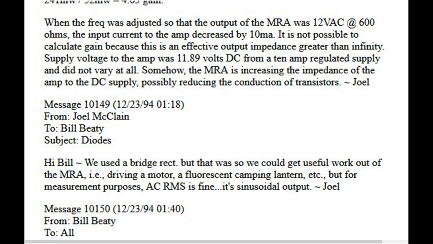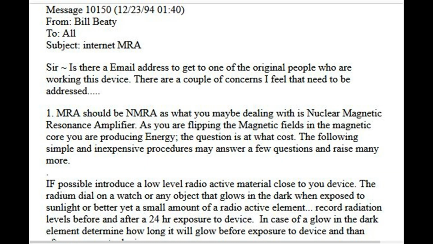Message 10150, December 23, 94, 140. From Bill Beatty to all. Subject: Internet MRA. Sir, is there an email address to get to one of the original people who are working this device? There are a couple of concerns I feel need to be addressed. 1. MRA should be NMRA, as what you may be dealing with is a nuclear magnetic resonance amplifier. As you are flipping the magnetic fields in the magnetic core you are producing energy; the question is at what cost? The following simple and inexpensive procedures may answer a few questions and raise many more.